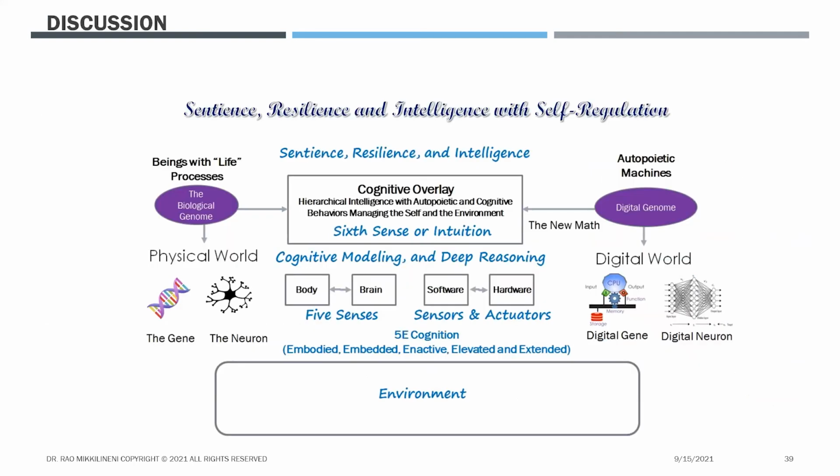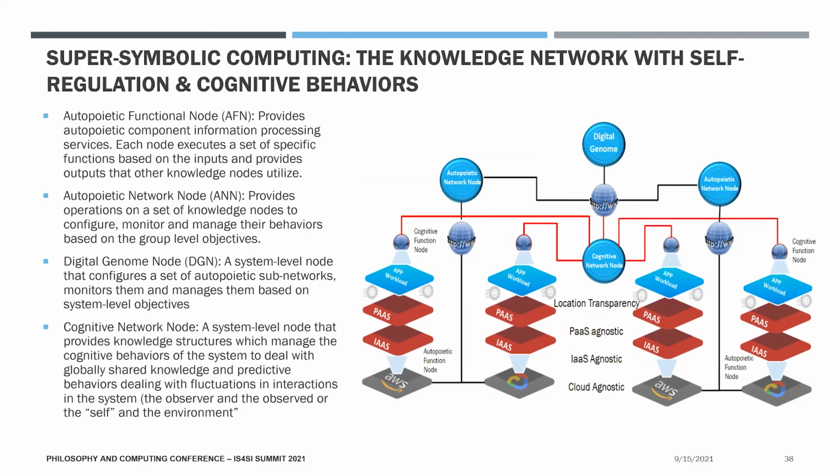So that is really where the application of this super symbolic computing comes in, which is essentially taking both your symbolic and sub-symbolic architectures and combining them to create a new autopoietic and cognitive behavior for the application. So the application essentially is like a digital genome.